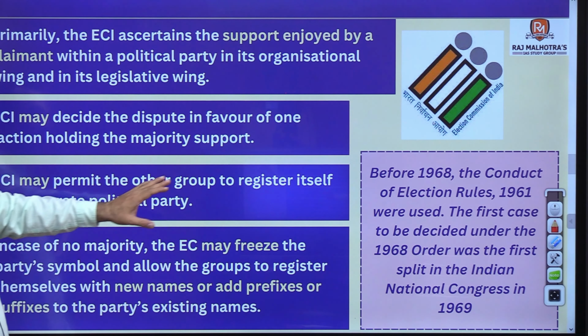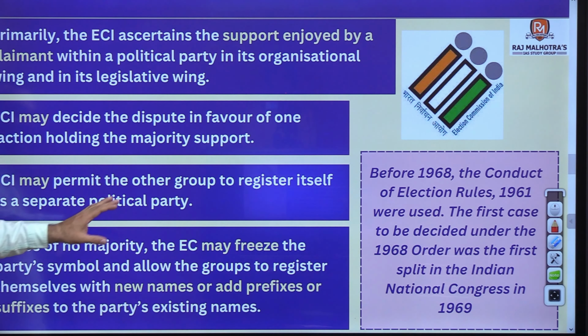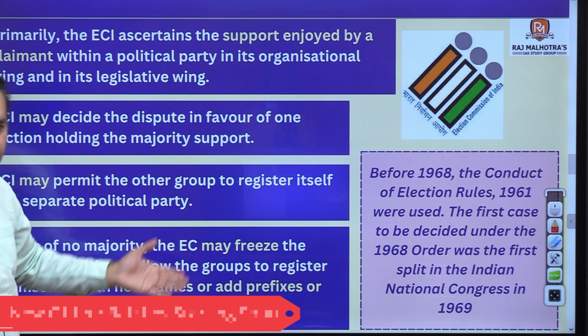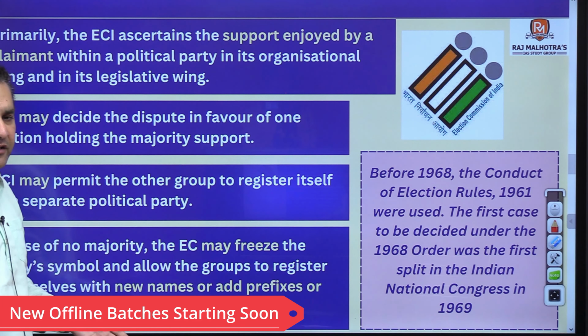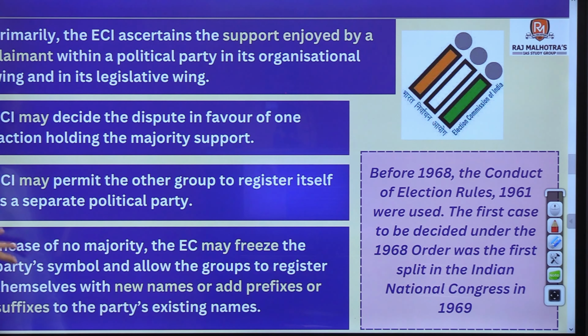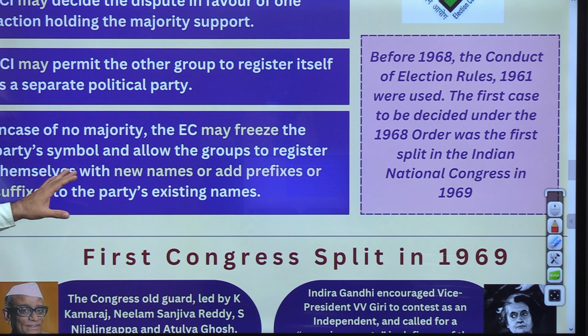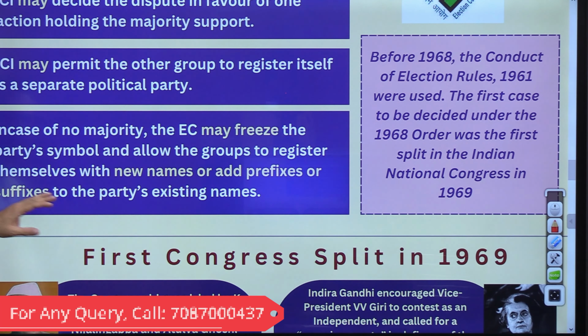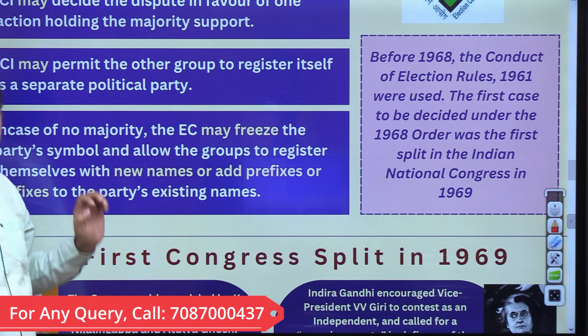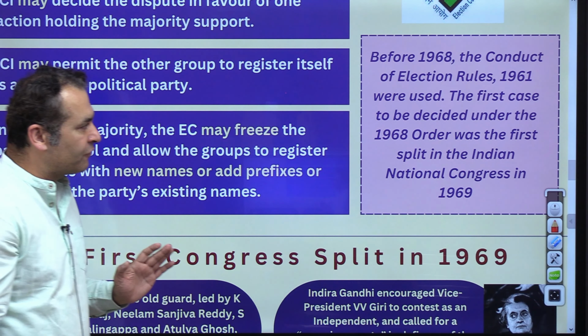Election commission may permit the other group to register itself as a separate political party. Then the process will start. Once recognized, then they will get their own name and symbol. In case of no majority, the election commission may freeze the party symbol and allow the group to register themselves with new names or add prefixes or suffixes to the party's existing names and do the remaining process.